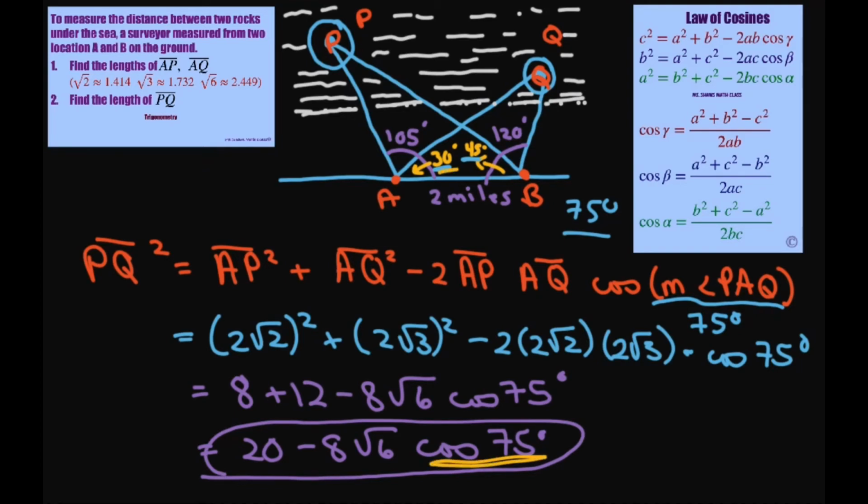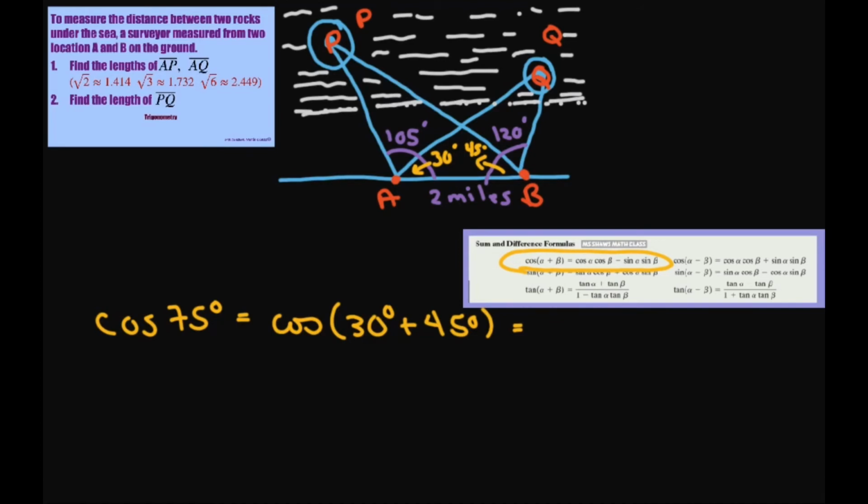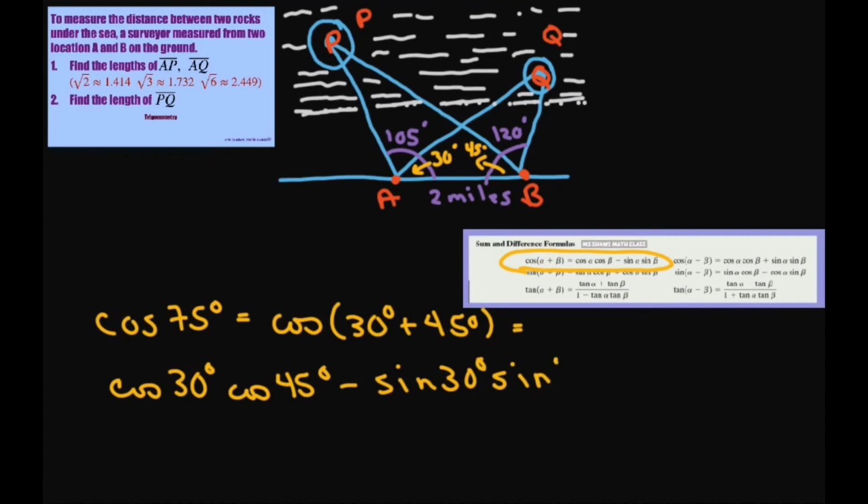So basically, we're going to use our sum and difference formula to figure that out. Here's your sum and difference formula. So we're just going to note that cosine of 75 degrees equals cosine of 30 degrees plus 45 degrees. And using the cosine of a sum formula, this is going to equal cos of 30 degrees times cos of 45 degrees minus sine of 30 degrees times sine of 45 degrees.